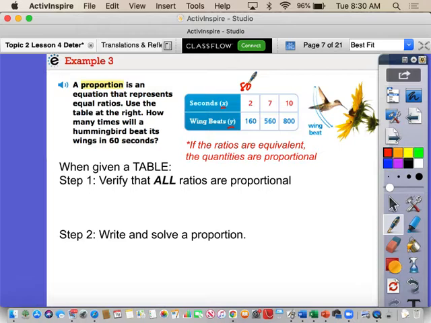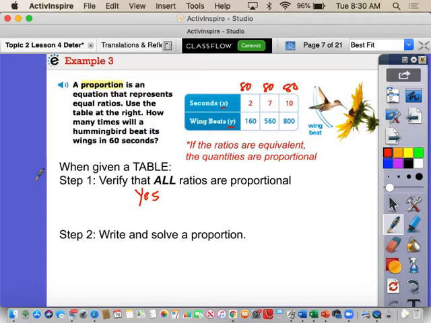What about 560 divided by 7? 80 again. So far, so good. And what about 800 divided by 10? 80. So, would we say that this table is proportional? Yes. We got the same unit rate for all three ratios.